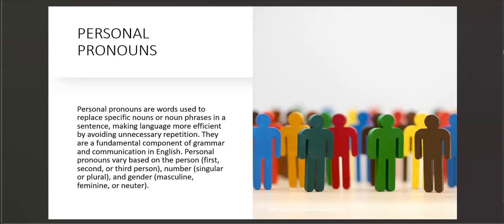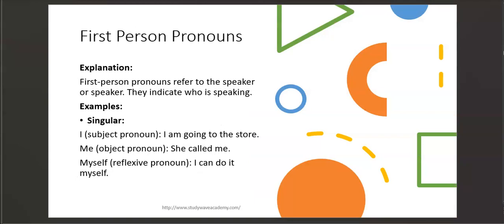Who is this person speaking? Is it the first person, second person, or third person? And then after that, is it one person or are there a lot of people? That is according to number, how many people are doing this action. Then lastly, the gender. Those are the three things we have to look at when we want to understand personal pronouns. So let's begin with the first person pronoun.